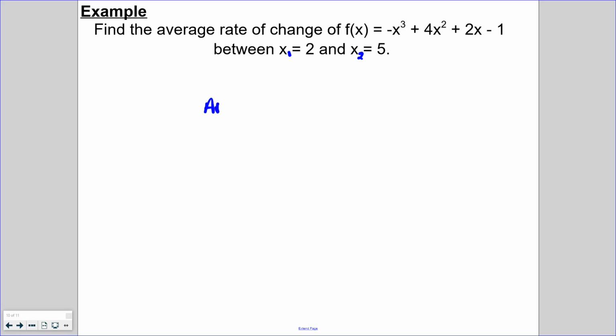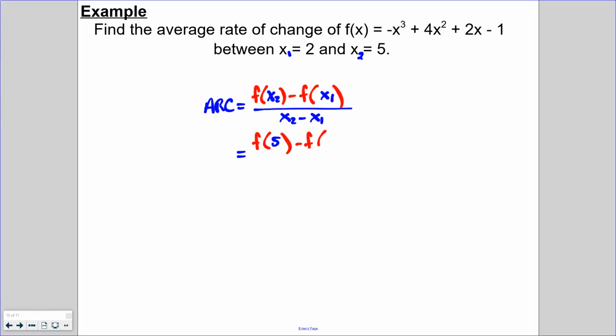So we can start off with our average rate of change formula, which is f of x sub 2 minus f of x sub 1, all over x sub 2 minus x sub 1. Alright, now we know our x sub 2 and x sub 1 values, so we can substitute those into our formula. So we're going to have f of 5 minus f of 2 all over 5 minus 2.